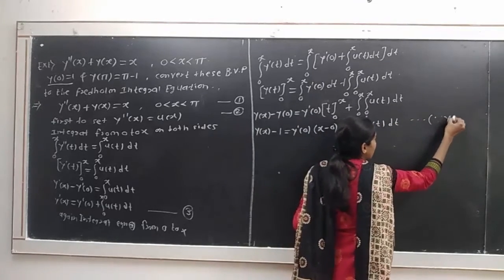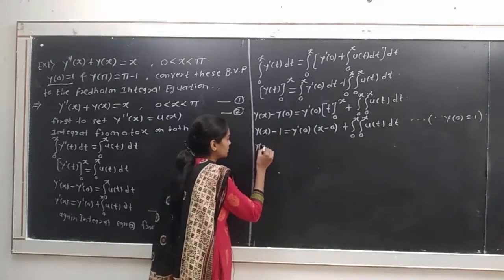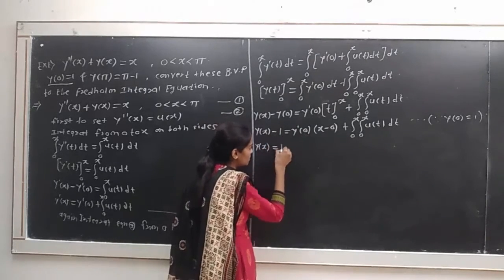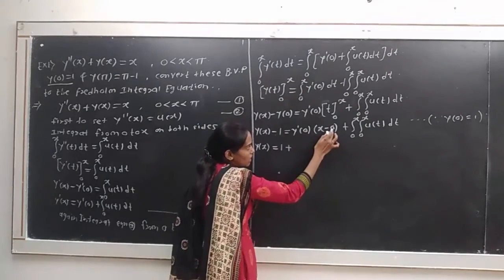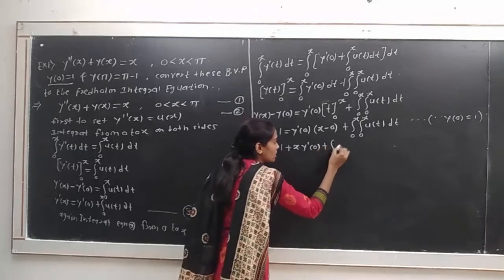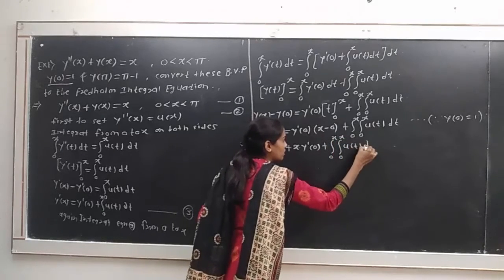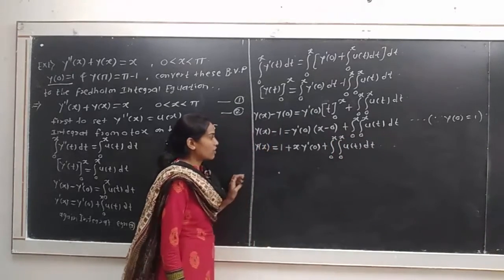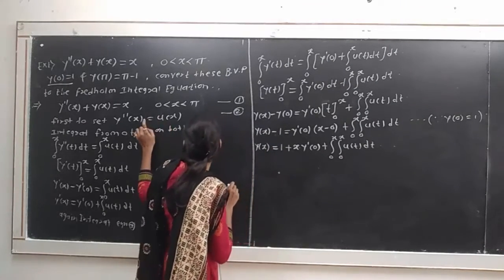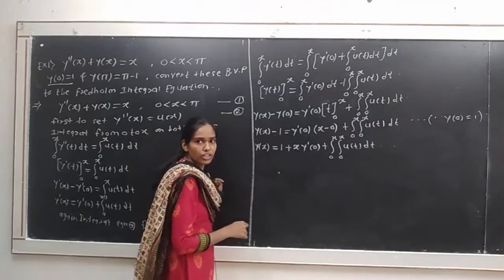Since here we use y of 0 is equal to 1, that is y of x is equal to, we shift this minus 1 on this side becomes plus, that is 1 plus x minus 0 will be x, that is x into y dash of 0 plus double integral from 0 to x of u of t dt will be as it is. Here we have to get the value of y of x, that is we convert this y double dash of x is equal to u of x into the Volterra integral equation.